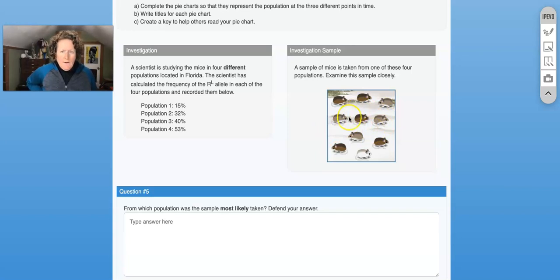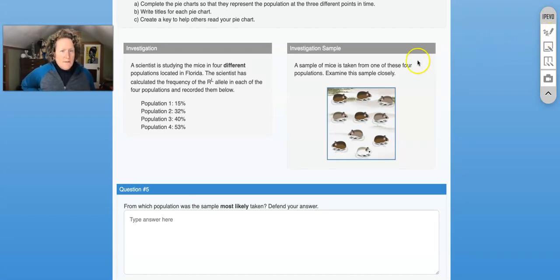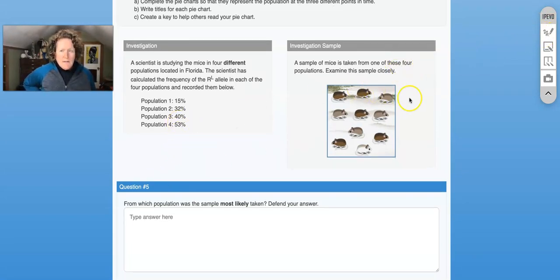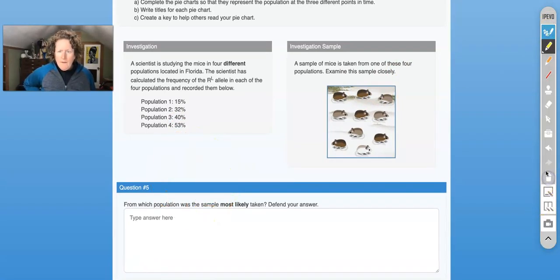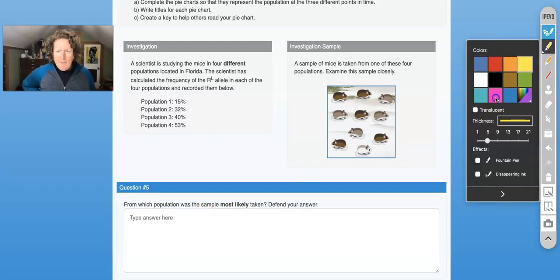Well, let's figure out how many light alleles are in this population. We know there are 10 mice, so there are 20 alleles. So let's figure out the relative frequency of light alleles. If we know the number of light alleles, we can divide it by the total and figure out relative frequency of light alleles and try to match it to one of the scientist populations. So let's grab a color here. We'll do light alleles in pink since it's easy to see.